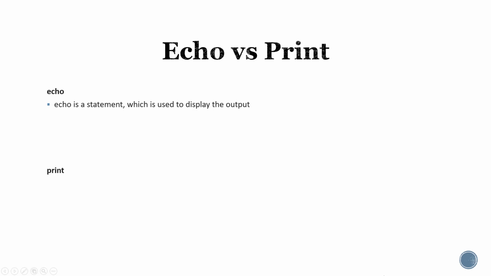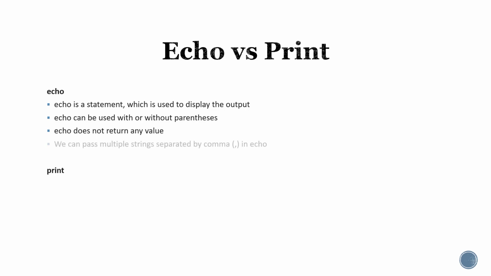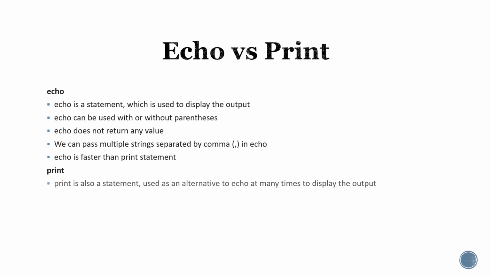So an echo is a statement which is used to display an output. It can also be used with or without parentheses. An echo statement does not return any value, and we can pass multiple strings separated by a comma in echo. Echo statements are usually faster than print statements.